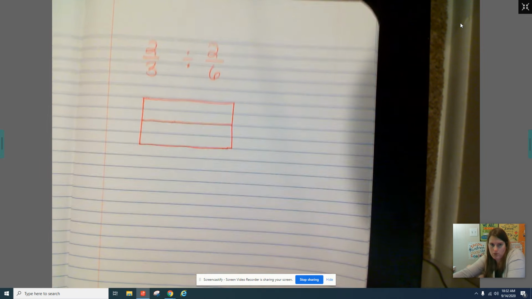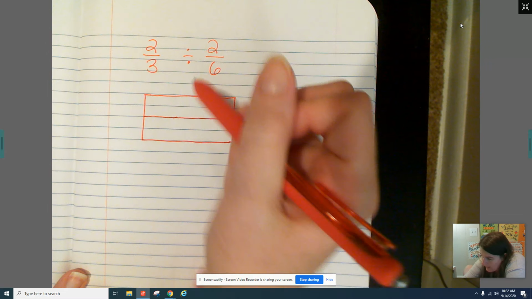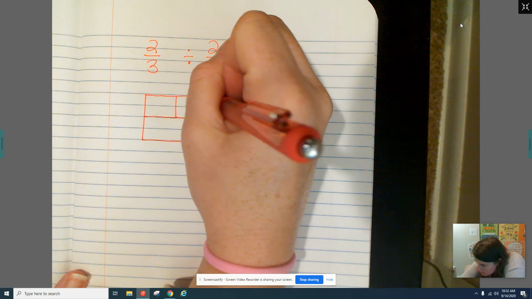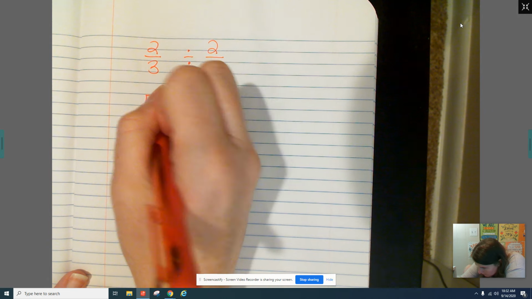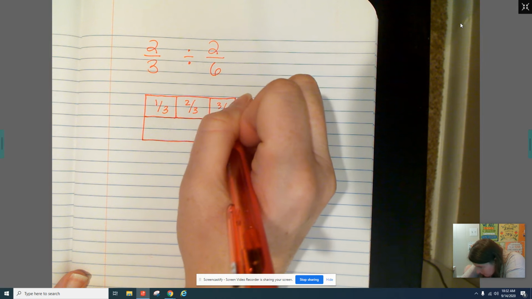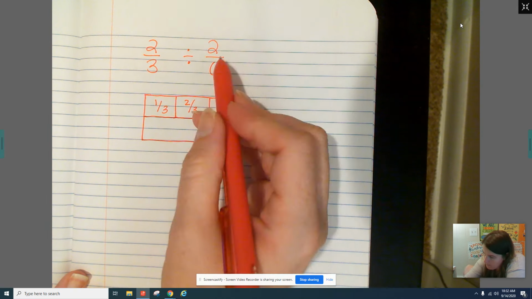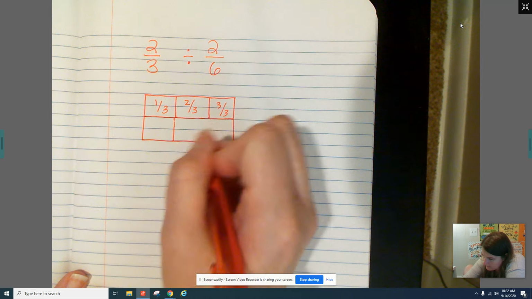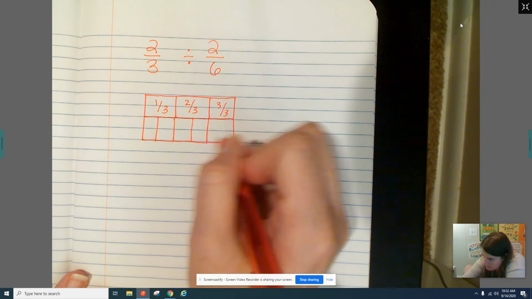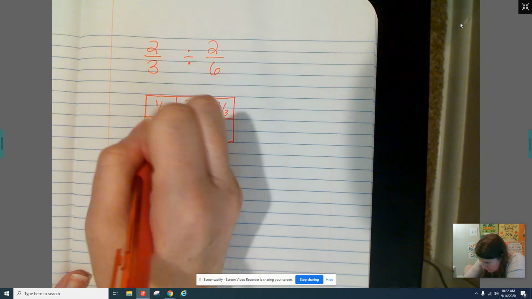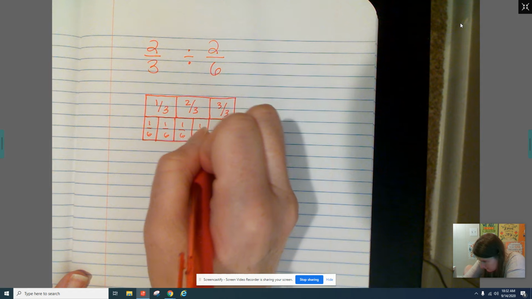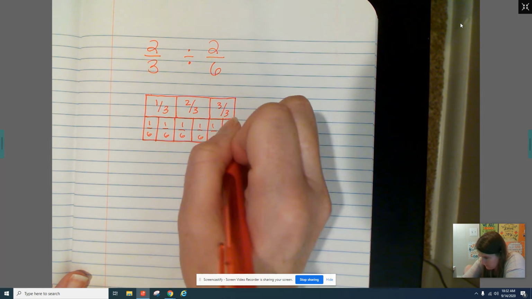Okay, sorry, you all couldn't see that. So I'm going to divide my top fraction bar into thirds. So here's 1/3, 2/3, and then 3/3. Okay, and then my bottom fraction bar gets divided into 6. Every section represents 1/6. So how many 2/6 fit into 2/3?